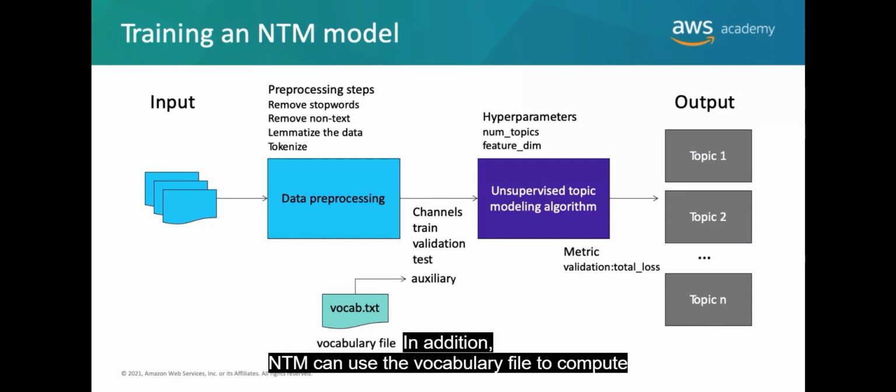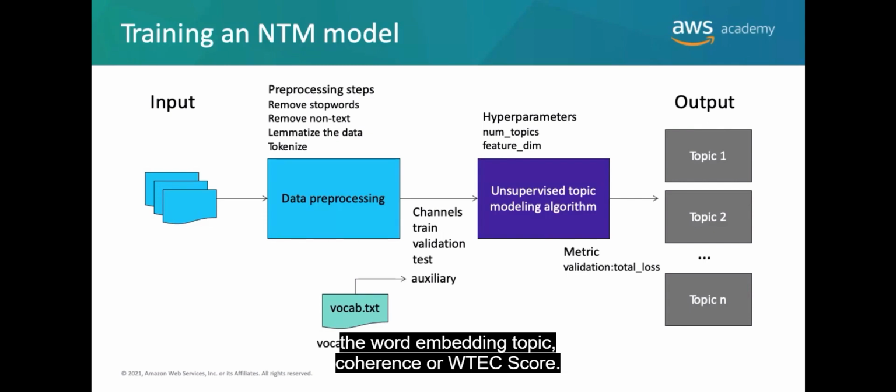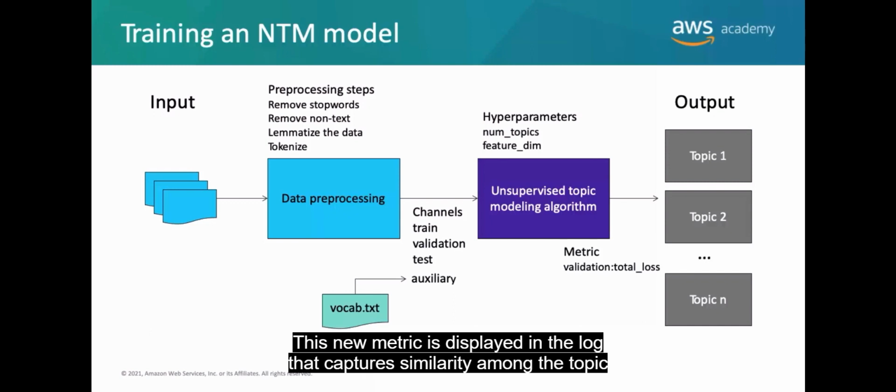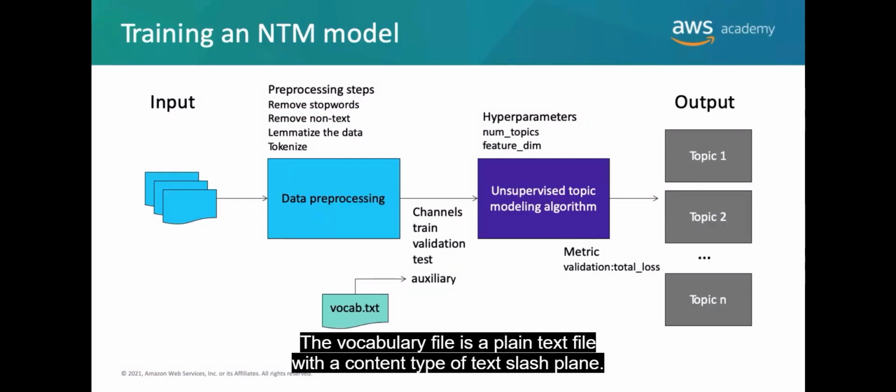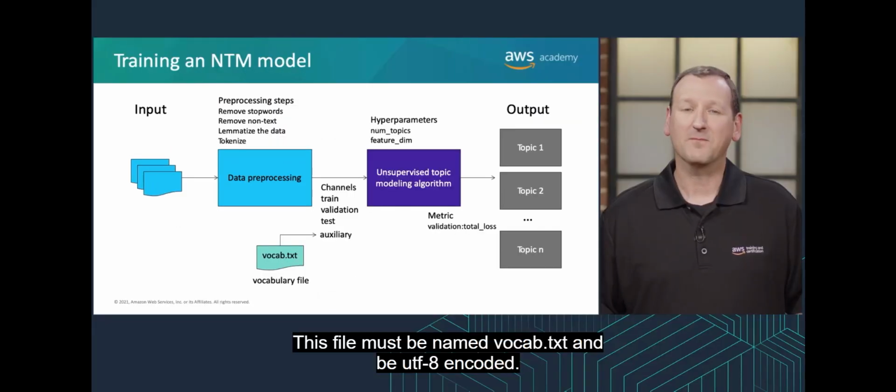In addition, NTM can use the vocabulary file to compute the Word Embedding Topic Coherence, or WETC score. This new metric is displayed in the log that captures similarity among the topic words in each document. The vocabulary file is a plain text file with a content type of text/plain. Each line in the file contains a single word corresponding to the integer IDs provided in the data. This file must be named vocab.txt and be UTF-8 encoded.